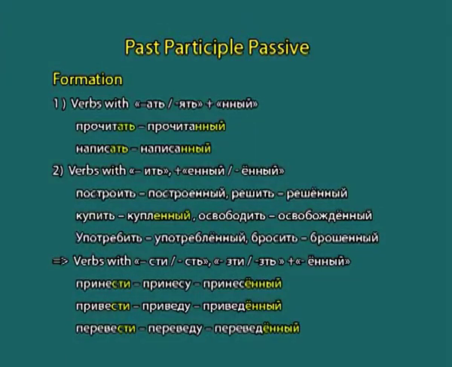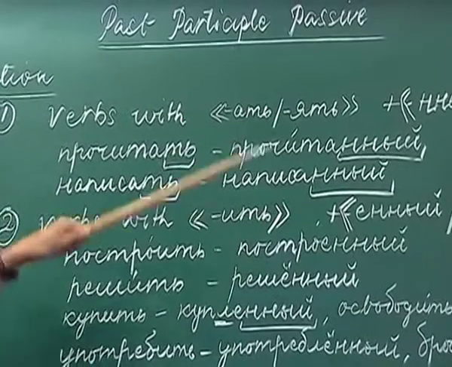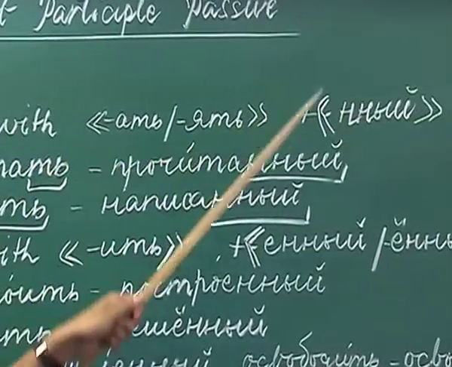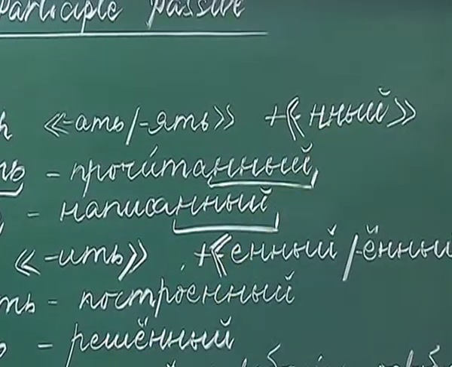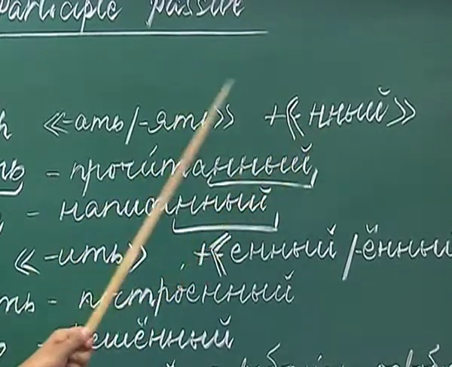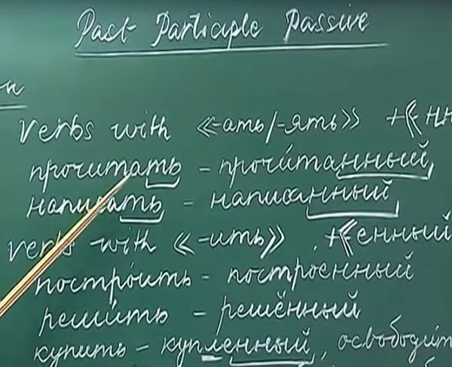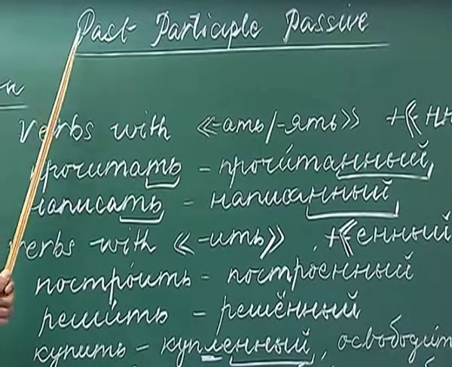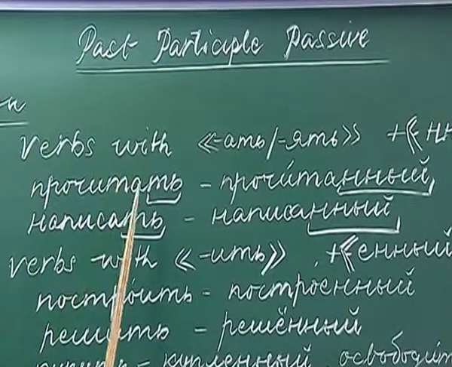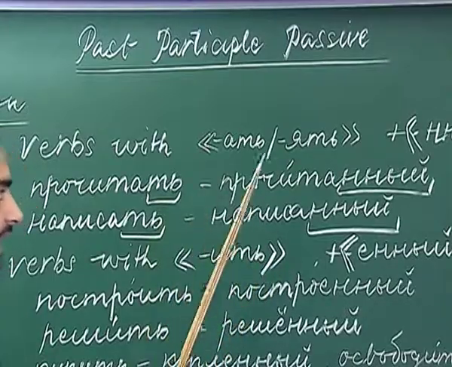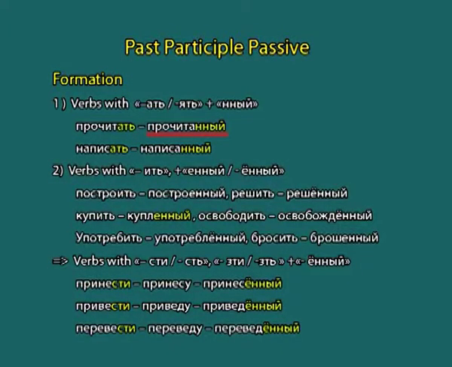The first rule says, if the verb ends with either at, at as of sign, or yat as of sign, then we use the suffix na, na, and I and e kratke. So, this is how we form the past participle passive. For example, prachitach, as you can see, it ends with at and soft sign. There is a verb with the ending at as of sign. How do we form the passive participle past? We drop the ending, which is ta and soft sign, and add na, na, I and e kratke.